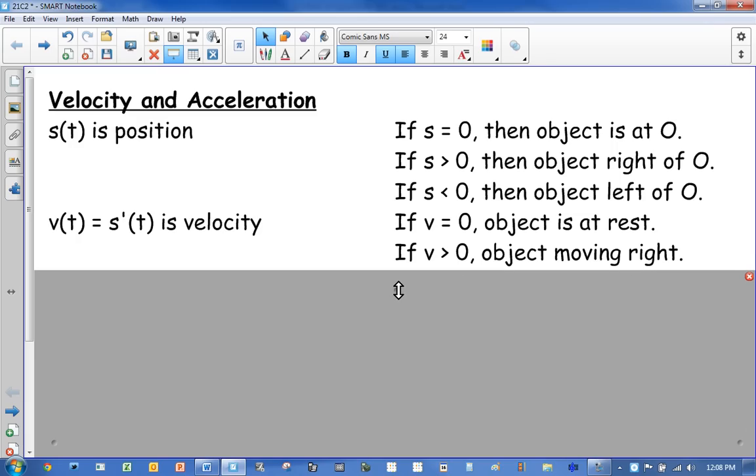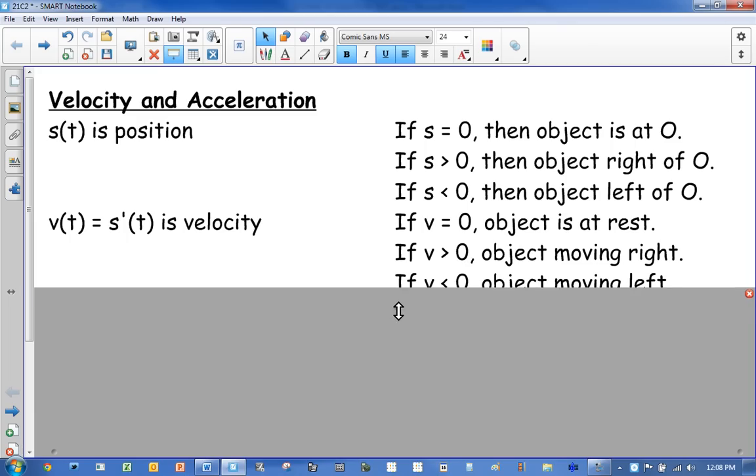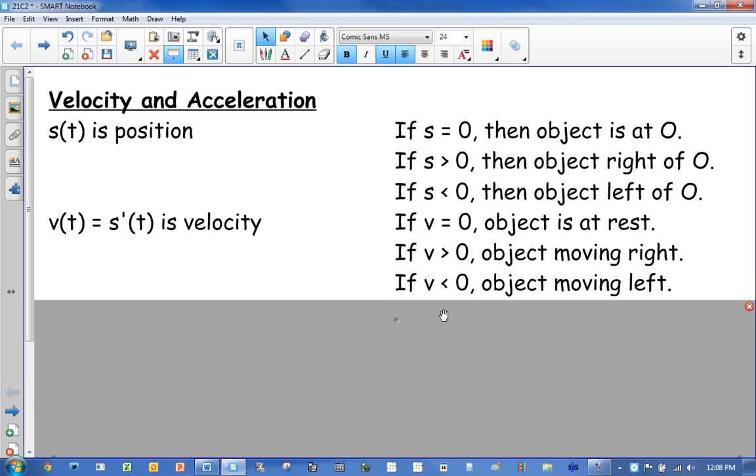All right, if the velocity is greater than 0, then the object is moving to the right. Okay, so remember, velocity measures change in position, so the position is becoming more positive, which means the object is moving to the right. And then conversely, if the object is moving to the left, that's going to be shown with a negative value for v. Okay, so wherever the object is, if the change in position is becoming more negative, then the object is moving to the left. All right? So let that sink in a little bit.